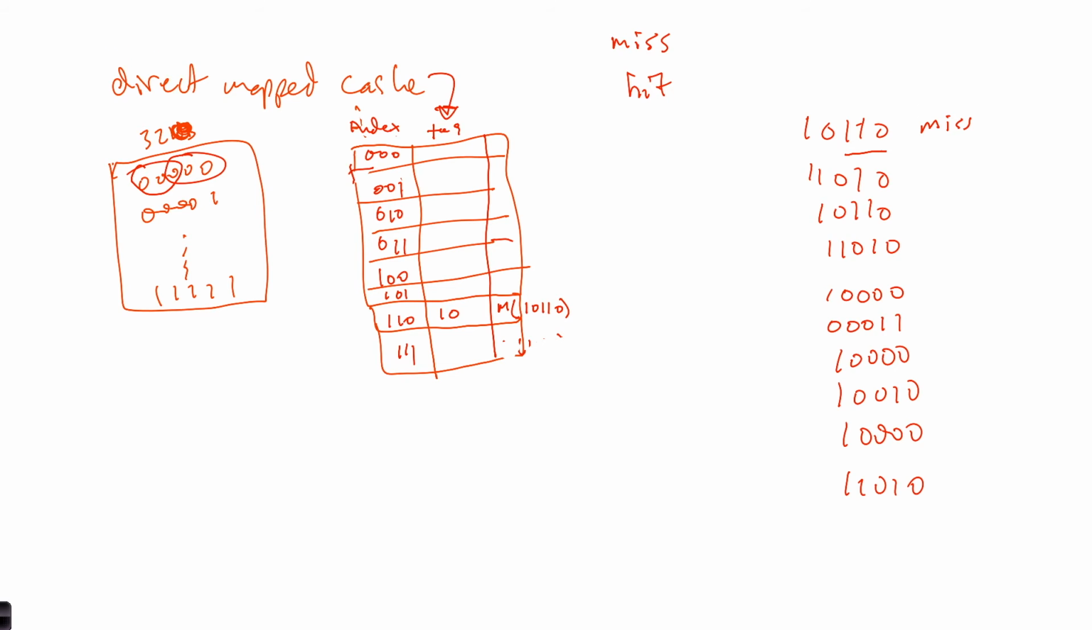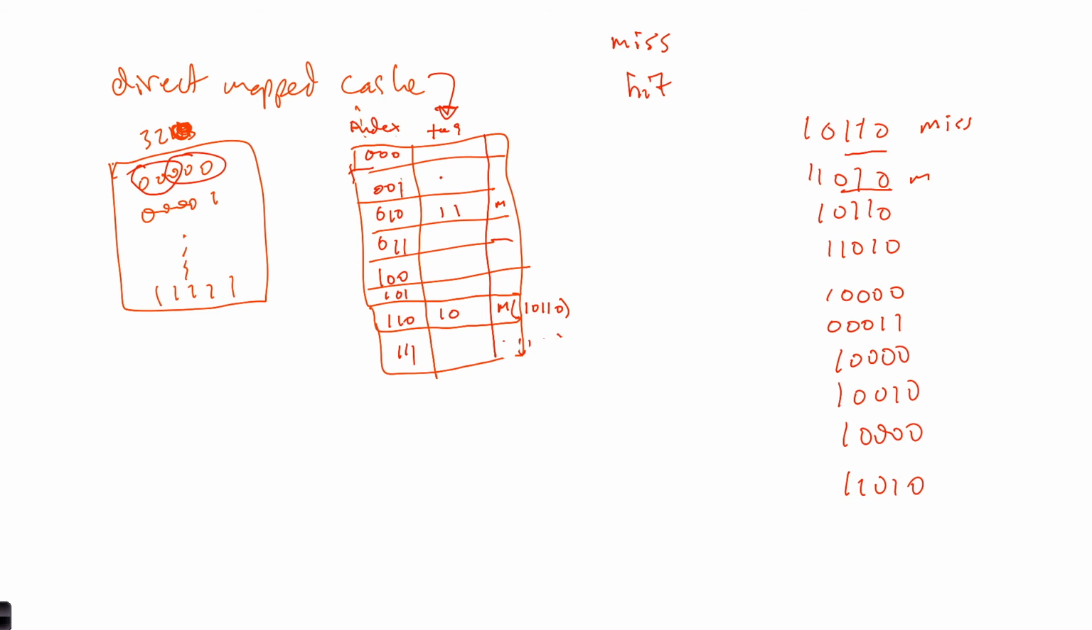So let's look at the next one. 11010. We look at 010, and we go over to 010. Is it there? No. So it's another miss. And we do the same thing here. We've got 1, 1, and then we have the memory from that location. Doesn't matter what that is right now. Okay, and then now it's in the cache.